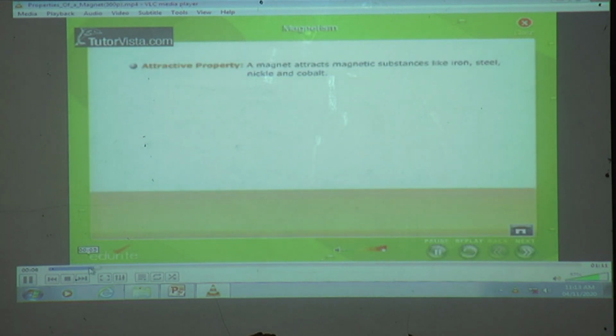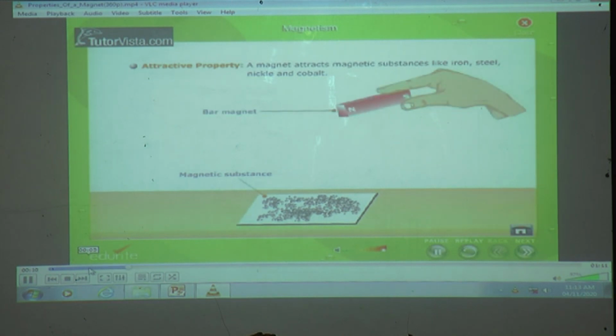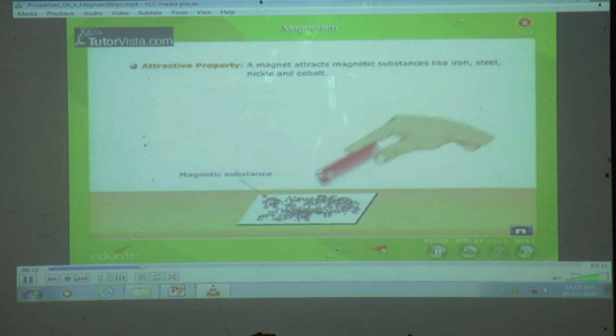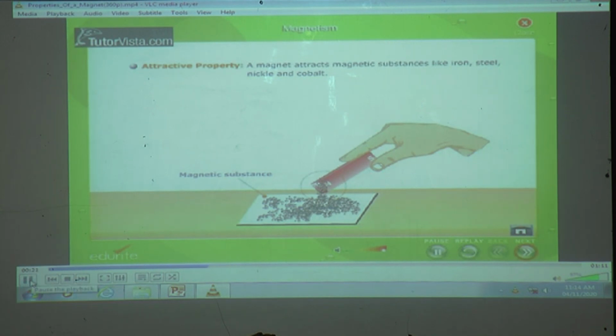Attractive property. A magnet attracts magnetic substances like iron, steel, nickel and cobalt. This property is used to separate iron from a mixture and also to remove iron filings from the ions. See, this is the first property of magnet. So what is the first property? A magnet can attract magnetic substances like iron, nickel, steel and cobalt. So this is the first property of magnet.